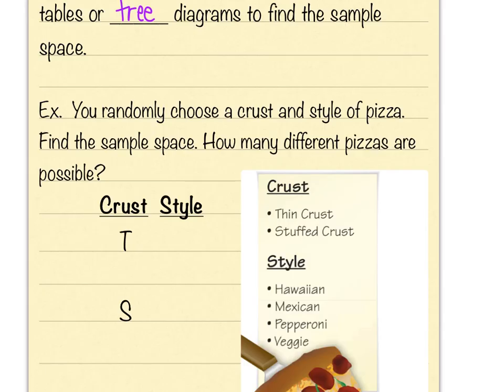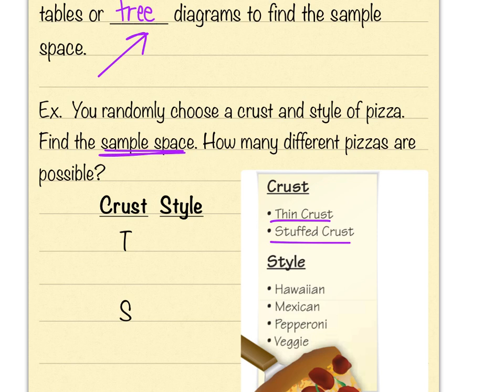So for this example, it says you randomly choose a crust and then a style of pizza. Find the sample space. So when we find the sample space, we're actually going to make a list, or as the instructions set up here, a tree diagram that gives all the different possibilities. So I'm just going to start with the crust. I've already written T and S, and T stands for thin crust and S stands for stuffed crust. So that's the first choice we make, is we have to choose what kind of crust.